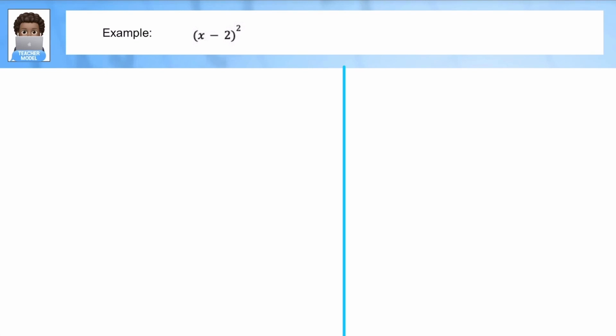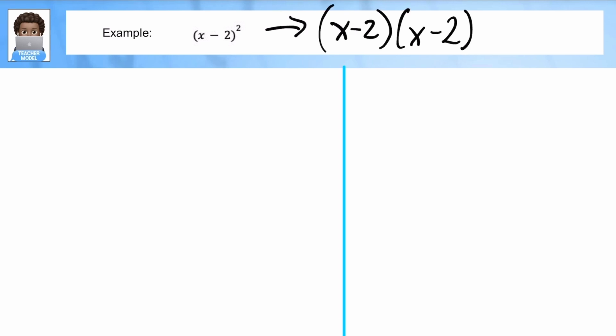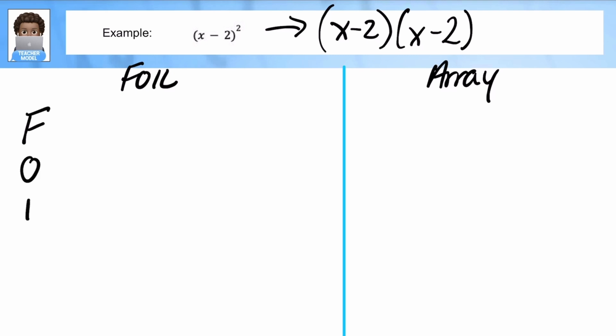All right, let's go to this next one. We have x minus 2 squared. In other words, we have x minus 2 times x minus 2. And I'm going to do the same thing using FOIL and an array. And put into your notes the one that makes the most sense to you. Okay, FOIL. Remember, you're going first, outer, inner, last.